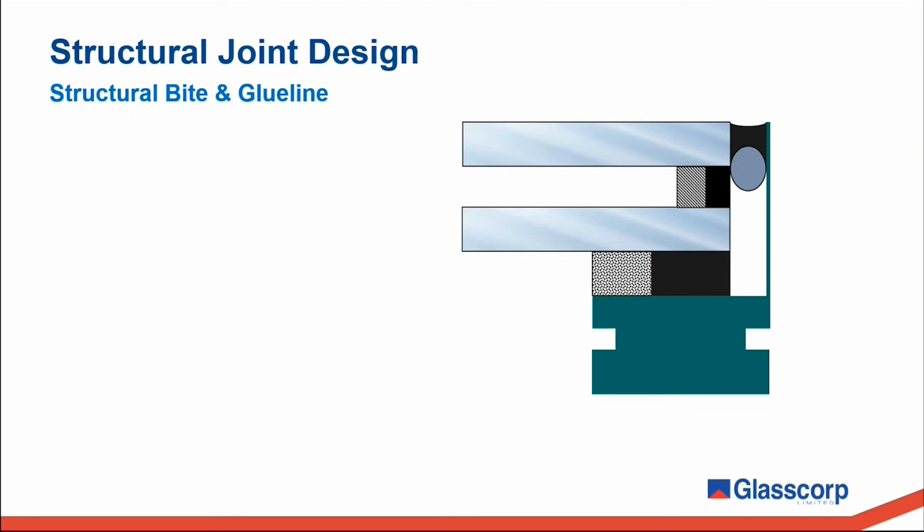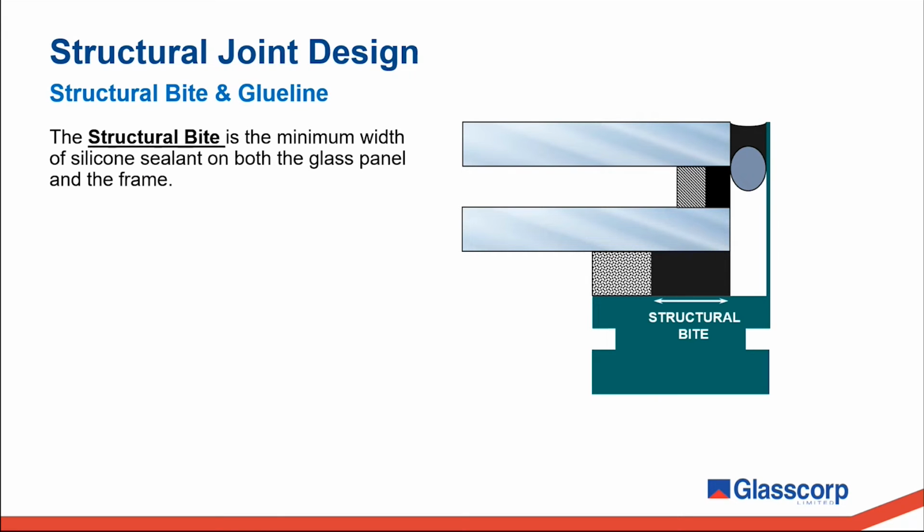Now that we know what components go into a structural joint, let's look at the considerations that must be made when designing a structural joint and some of the terminology that you should be familiar with. First, the structural bite. This is the minimum width or contact surface of the silicone sealant on both the glass panel and the frame that is required to hold the glass in place.